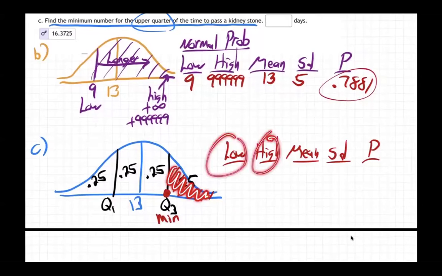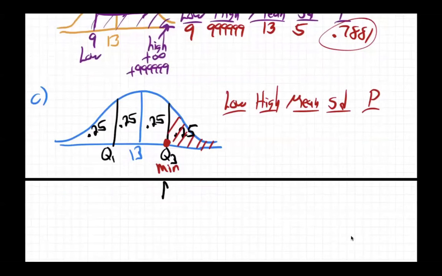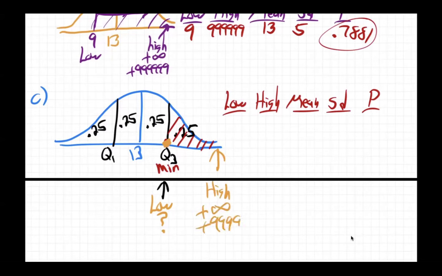So remember the low and the high, what are they? They're the left edge and the right edge of the part of the curve that's shaded, of the shaded chunk. So what is the left edge of this shaded chunk? What's this right here? This is going to be the low, which we don't know. That's what they're asking us to find out. Over here is going to be the high. And what is that high? That's positive infinity, meaning 6 9s, 99999.